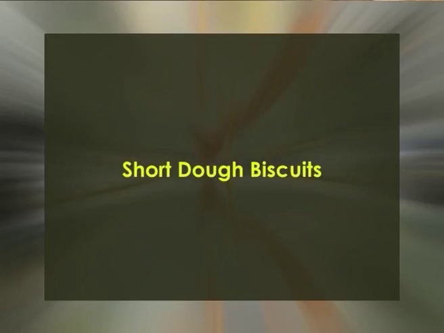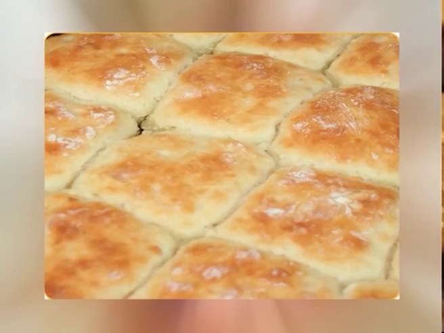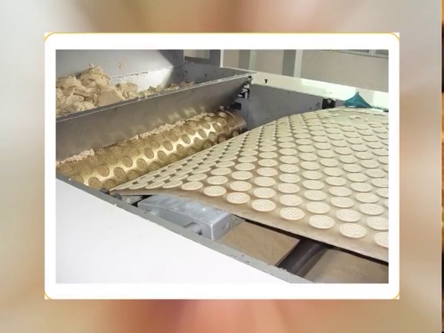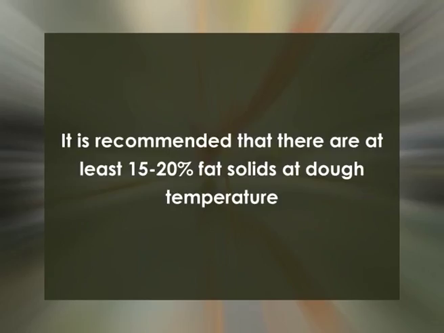Number 7. Short dough biscuits. Products in this group are made from a dough that lacks extensibility and elasticity. The structure of the baked biscuit consists of a mixture of protein, starch and sugar glass, that is, super cooled molten sugar. The texture is coarse. Many short doughs are formed with a rotary molder. Based on quality of fat, the flavor is imparted to the biscuit. It is recommended that there are at least 15 to 20% fat solids at the dough temperature.